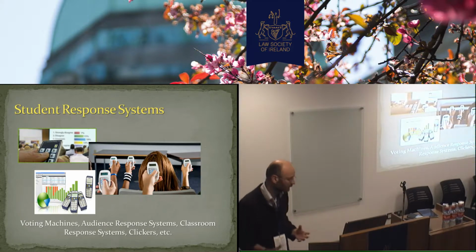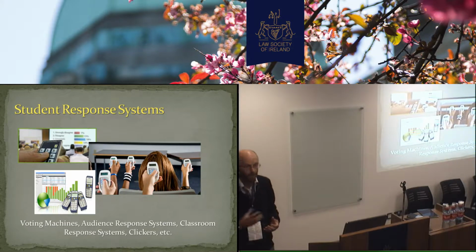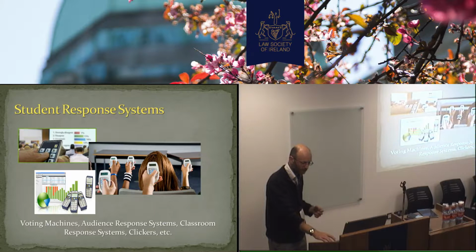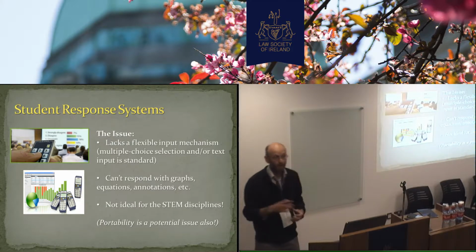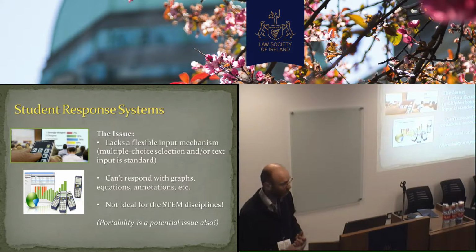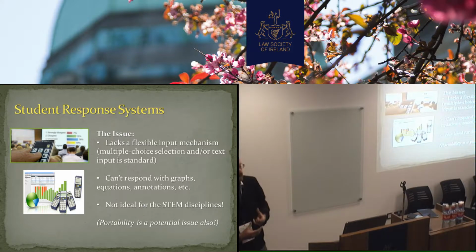And there's a lot of research literature out there about the potential benefits of using such systems. I'm not going to go into that today. I'm more interested in the system itself and the problem with it. And the problem for me as an engineer, or anyone in the STEM disciplines, is that it lacks a flexible input. What I mean by that is it only allows the students to choose a multi-choice selection, A, B, C, or D. 1, 2, 3, or 4.